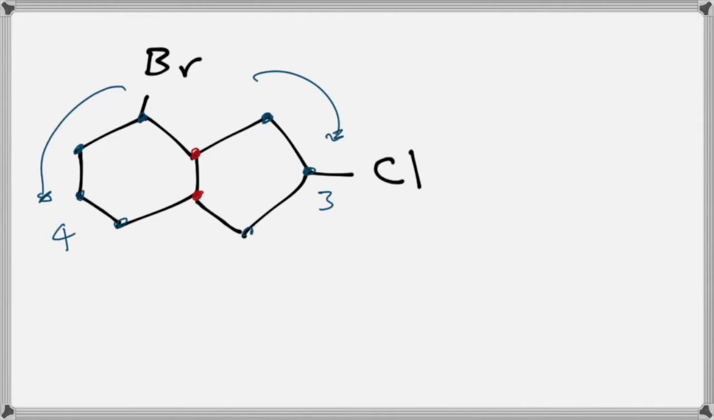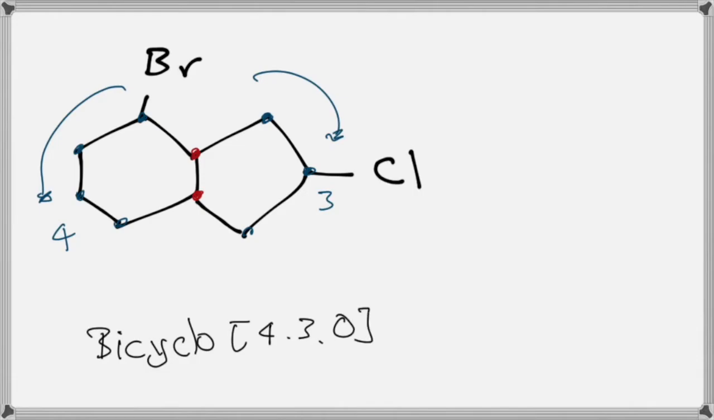Bicyclo [4.3.0], and as we have 4, 3, and 2 bridgehead carbons, it's going to be in total 9. It's going to be nonane.